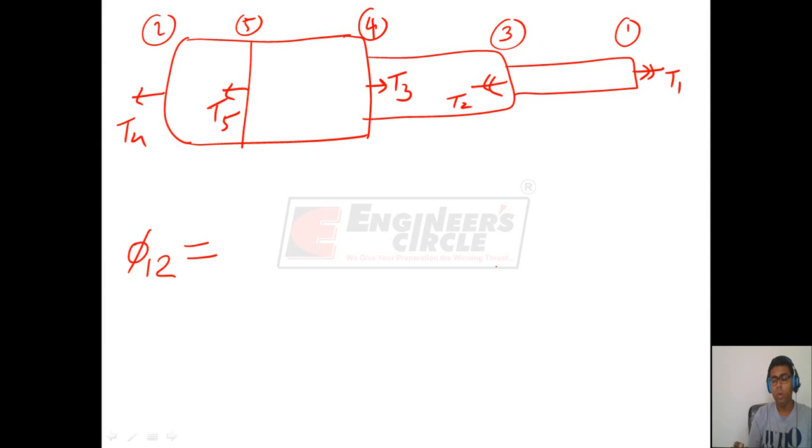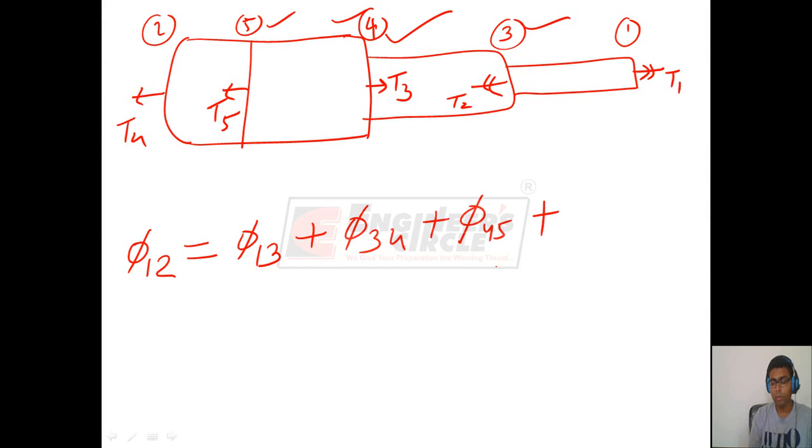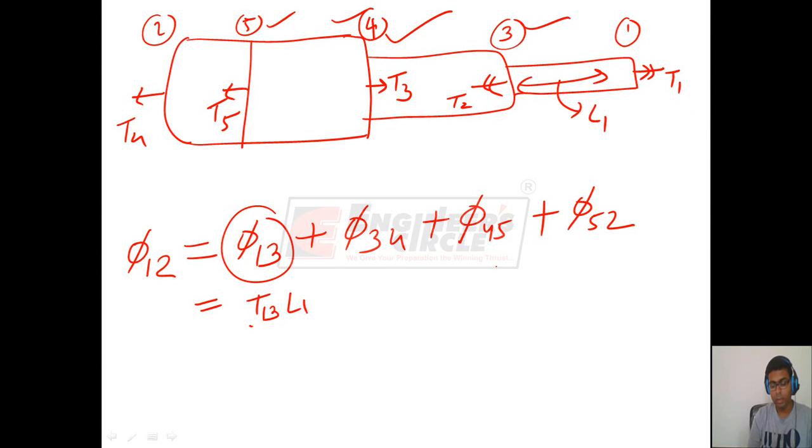So this phi 1 2 can be written as phi, that is angle of twist of 1 with respect to 3, plus angle of twist of 3 with respect to 4, plus angle of twist of 4 with respect to 5, plus angle of twist of 5 with respect to 2. Now this phi 1 3 can be written as torque in section 1 3 into length of 1 3. Length of 1 3 is L1. So this is T L1 by G1 into J1.